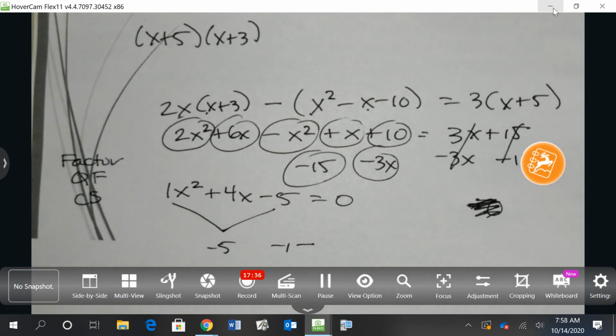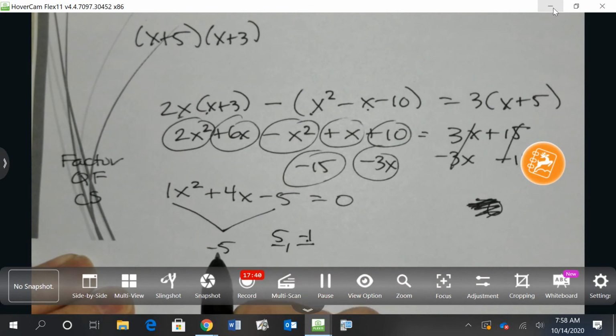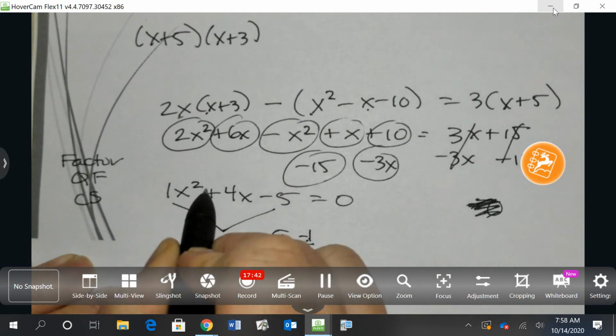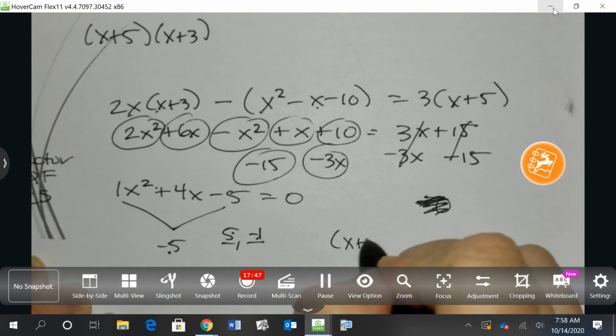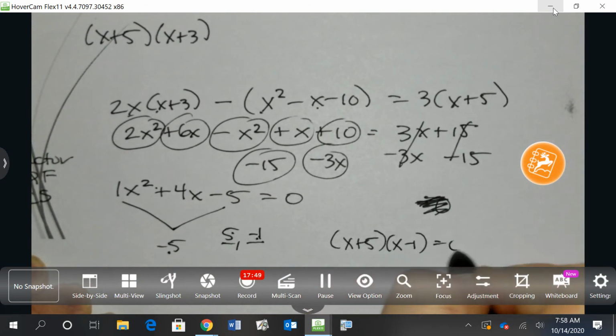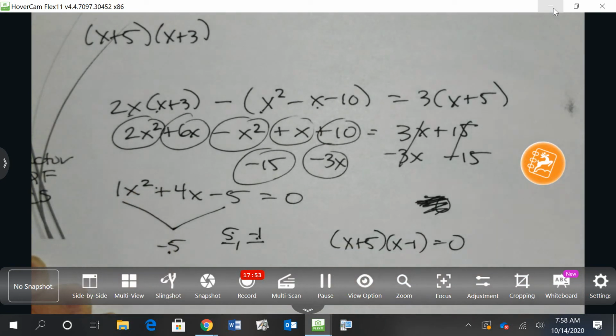That's going to be a positive 5 and a negative 1. Multiply and combine. We can see how important it is that we've learned factoring. x plus 5 and x minus 1. Okay, so I've factored it. The leading coefficient is 1, so I don't have to worry about bottoms up.